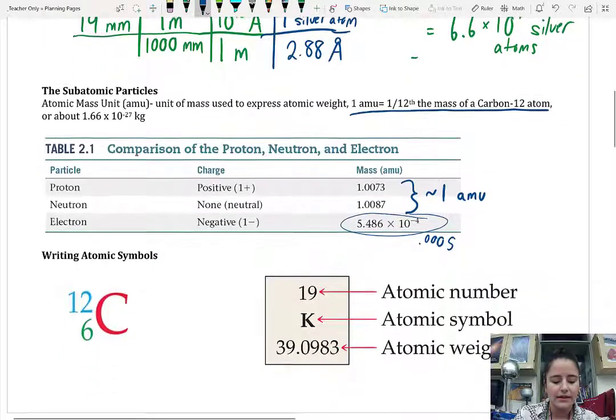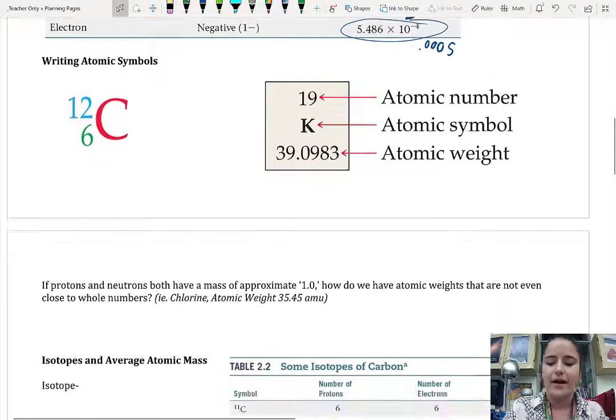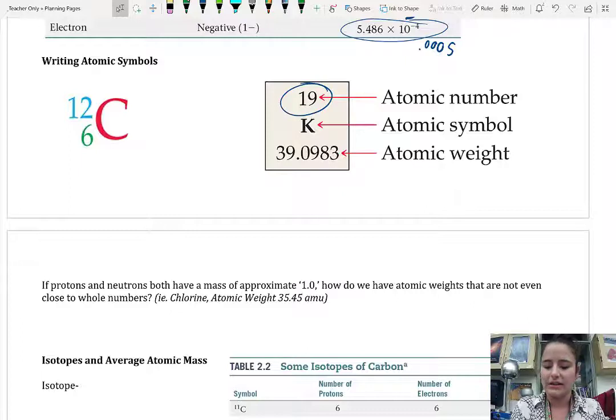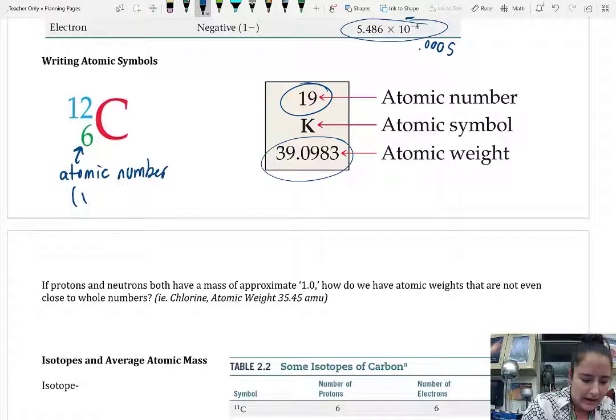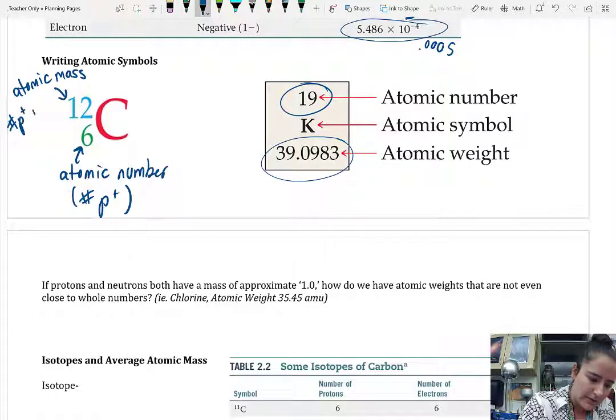Couple different ways you'll see atomic symbols written. Okay, on the periodic table, the atomic number is often up top. The atomic weight is often down below. But if you're doing isotope notation, it's actually the opposite, where the number on the bottom is your atomic number, aka the number of protons. Okay, up here is the atomic mass, aka the number of protons plus the number of neutrons.